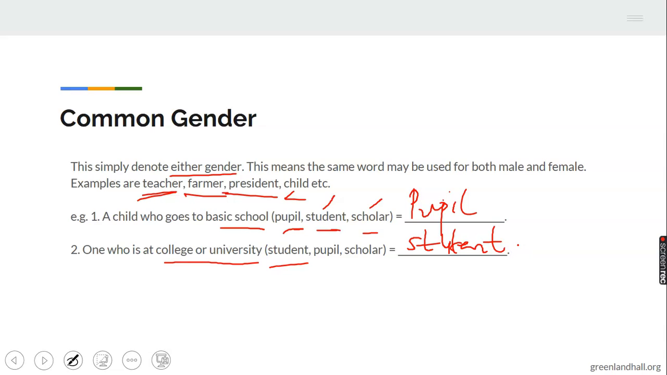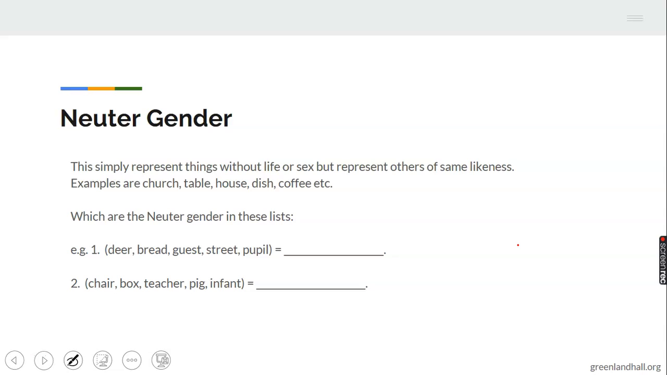So you should take note of that. You are in primary school, you are a pupil, not a student. And when you have your siblings in the college, the secondary school, they are students. Is that taken? Now, let's come to neuter gender.